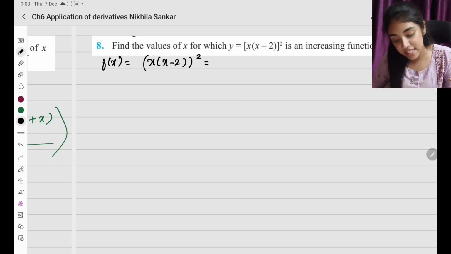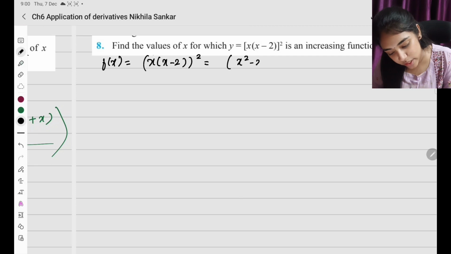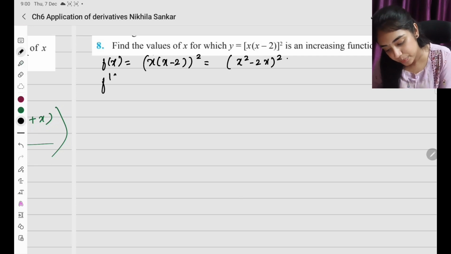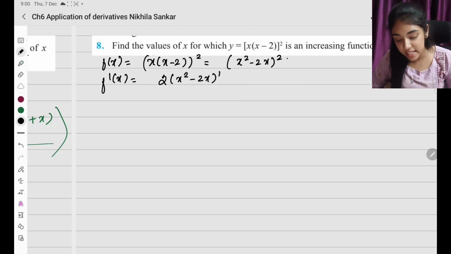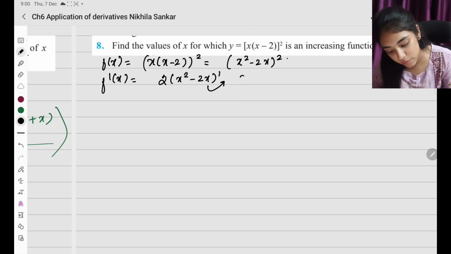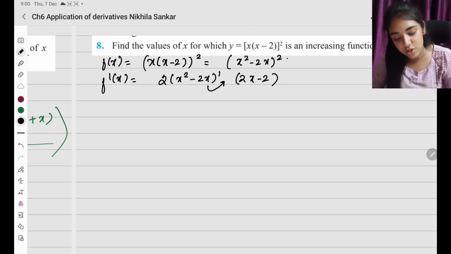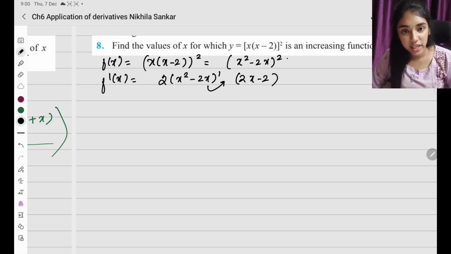I'll multiply what is inside for simplicity. So I have (x square minus 2x) the whole square. f dash of x is going to be 2 times (x square minus 2x) power 1, and what is inside, d by dx of this particular term, which is going to be 2x minus 2. This is going to be a chain rule process. In the chain rule, we first differentiate the outer function and then differentiate the inner function.